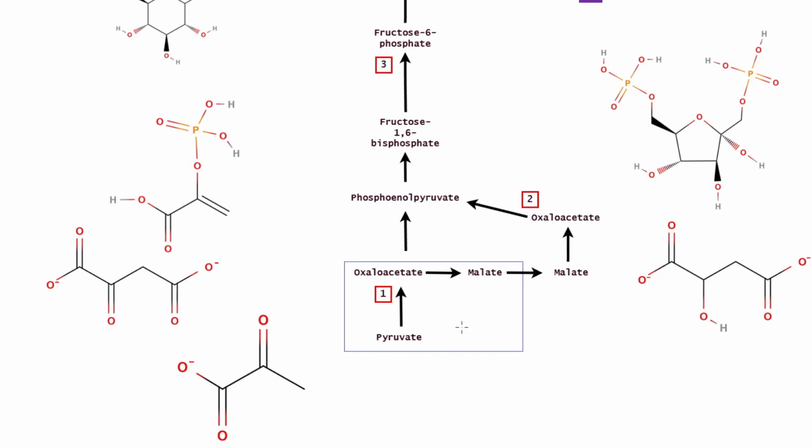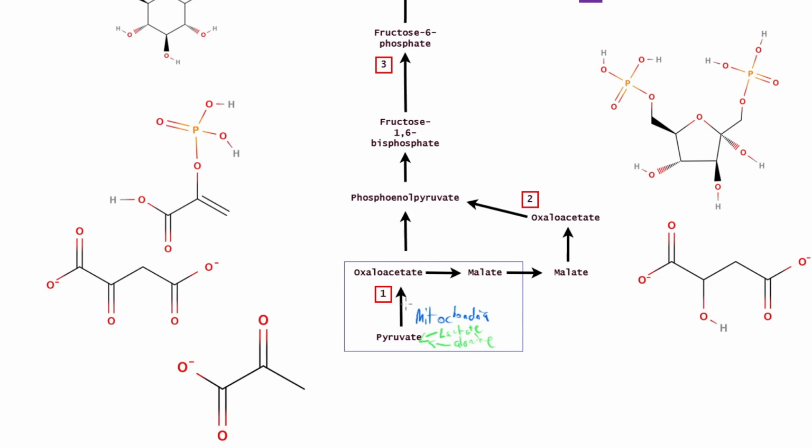Firstly, we have to know that lactate and alanine convert into pyruvate, and that happens in the mitochondria. So this is the mitochondria, and lactate and alanine convert into pyruvate in the mitochondria. Now, this pyruvate, the first thing it does is convert into oxaloacetate.